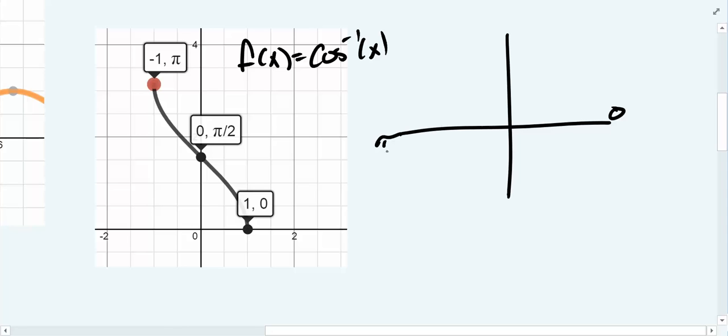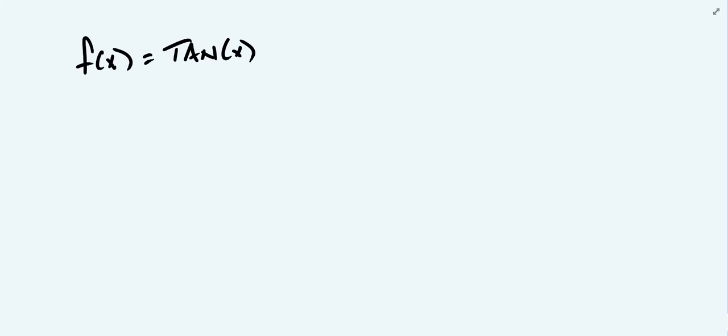Positive in quadrant 1, negative in quadrant 2. Do you guys see this story? Is that making sense to you? Yeah? You guys have never seen the tangent function before, right? It looks crazy scary, right? Let me show you what it looks like really quick.